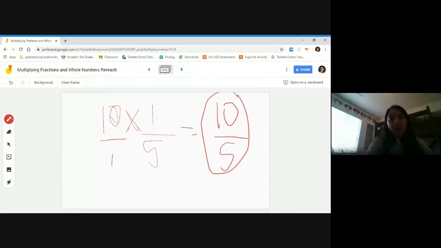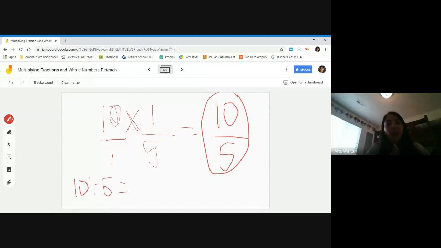10 divided by 5, that's simple division. Count by 5s until you say 10, or use a multiplication chart. 10 divided by 5 is 2, and that could be your answer. So either one, pick an answer and put it in.